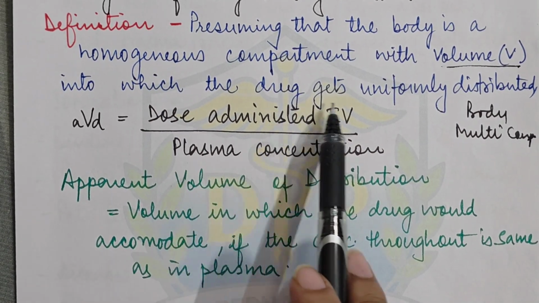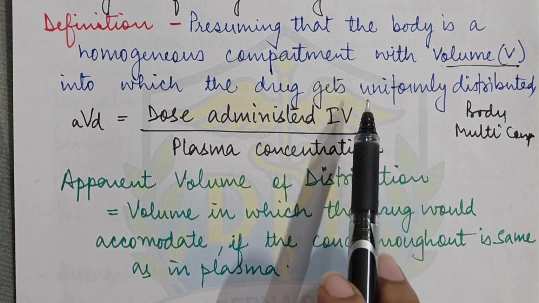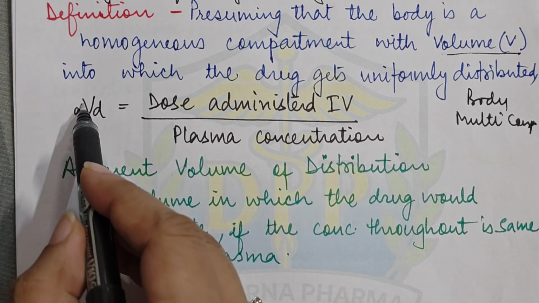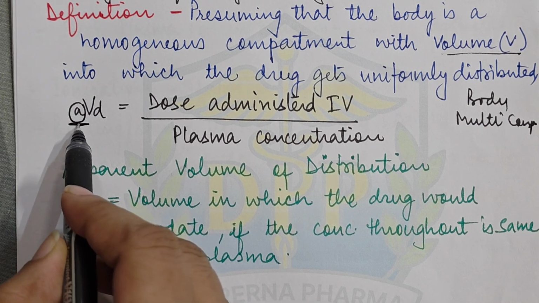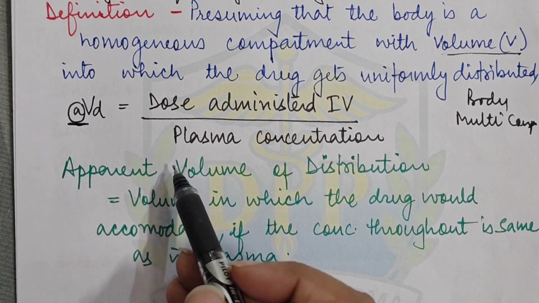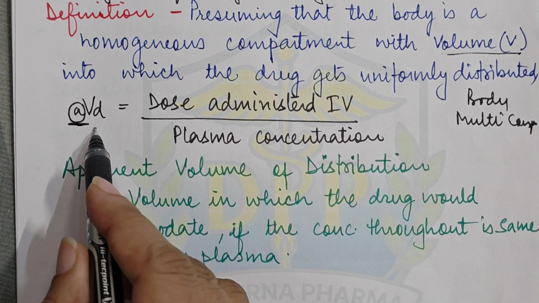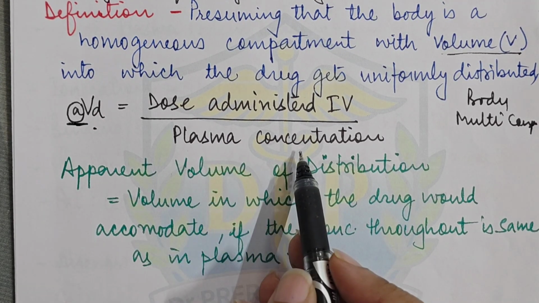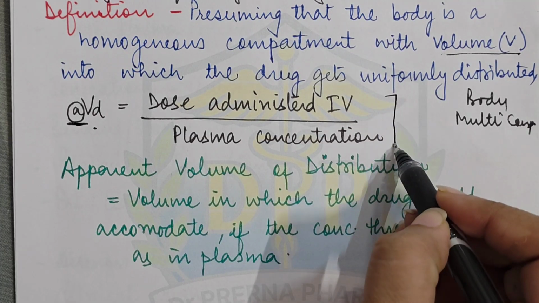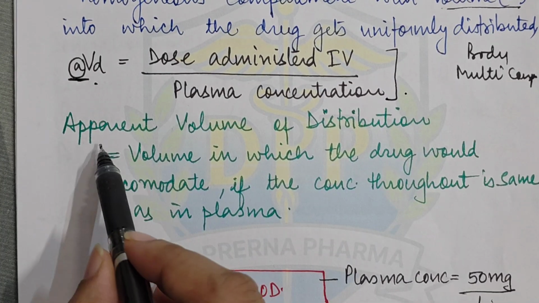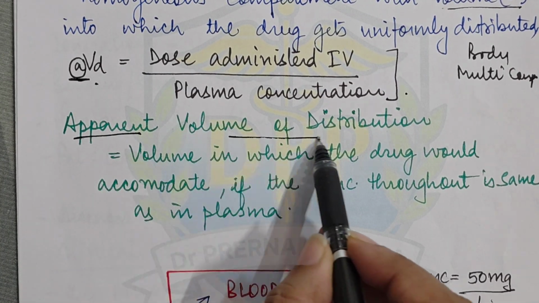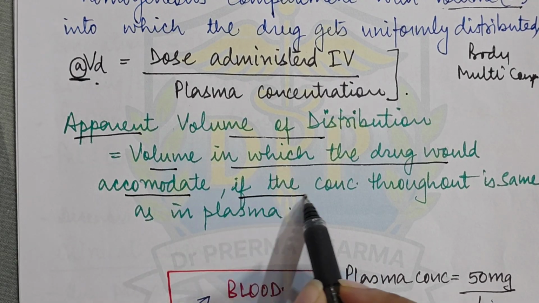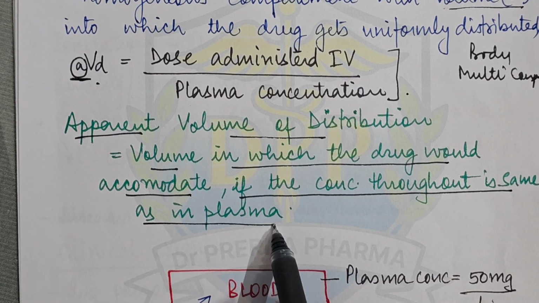Okay. Now, we understand that the drug is getting uniformly distributed in this compartment. So then the formula for volume of distribution. Now what does this A stand for? This A is actually apparent. Apparent means illusory, it appears to be there but is not. So VD, or volume of distribution, is equal to the dose administered intravenously upon plasma concentration. Okay, this is the formula for volume of distribution. So it is basically an apparent volume of distribution. This is the volume in which the drug will be accommodated if the concentration throughout is the same as in plasma.